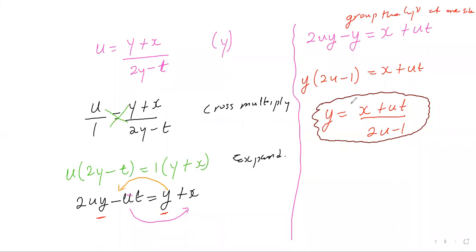So please copy. Remember that when you reach here now, you factorize for Y, right? Then later, the rest is history. So you cross multiply, you expand. After you expand now, you group all the Y at one side. Then later you factorize for Y and you get your answer.